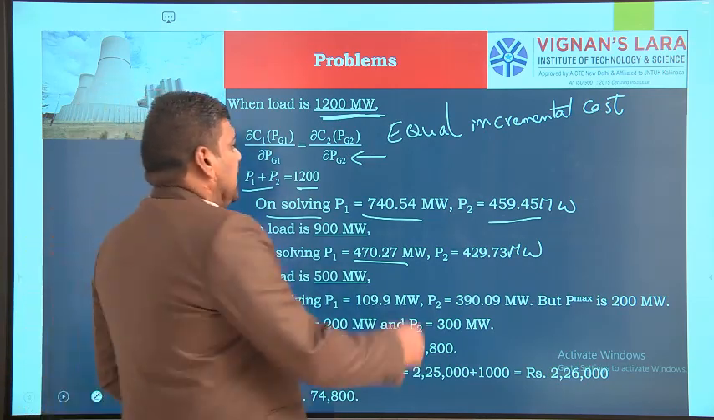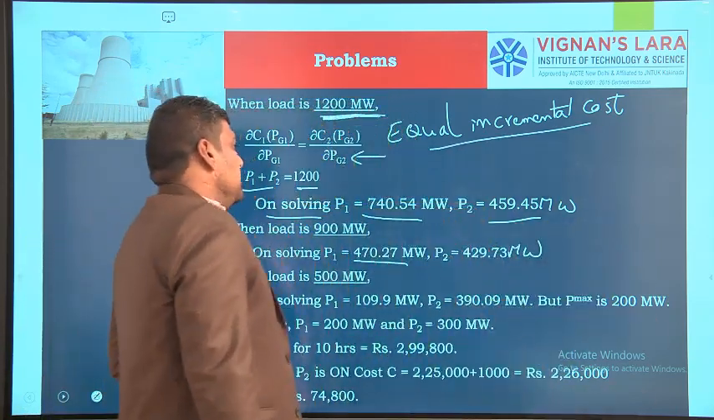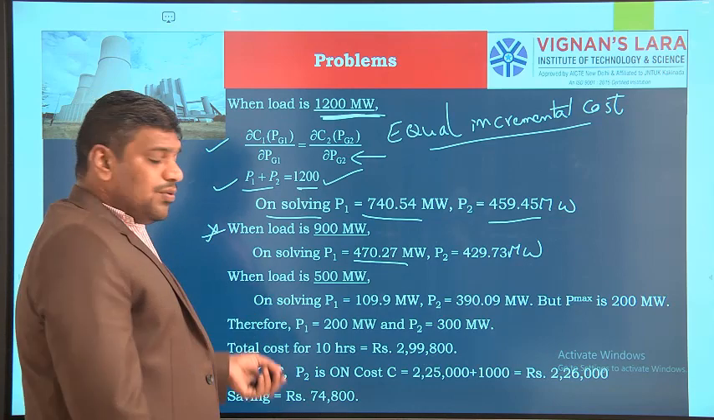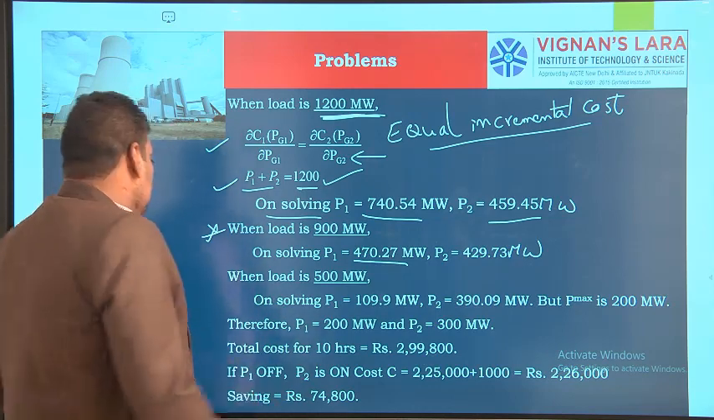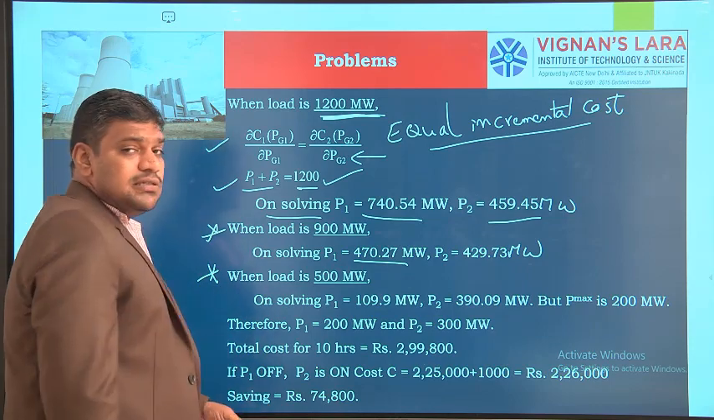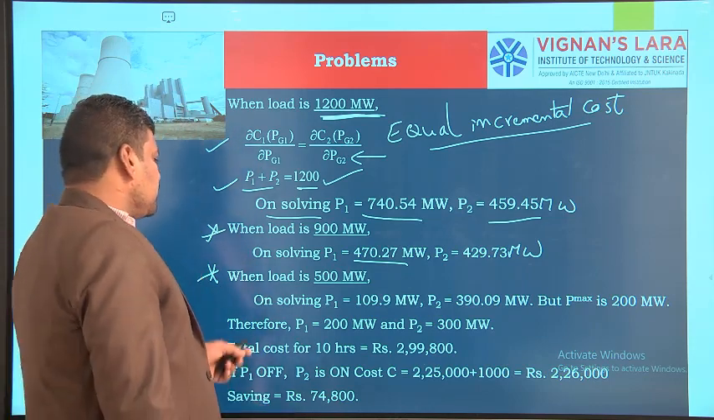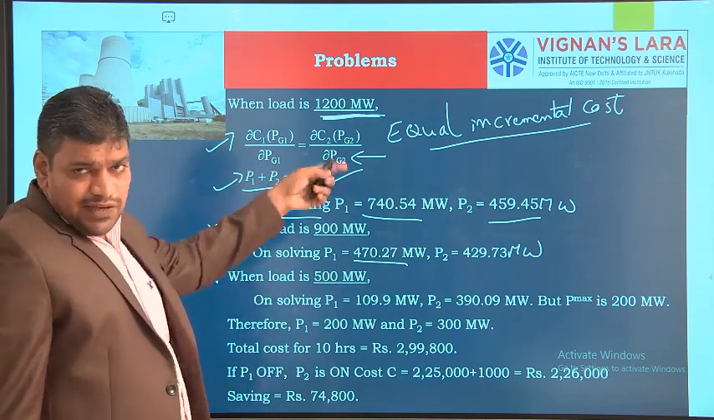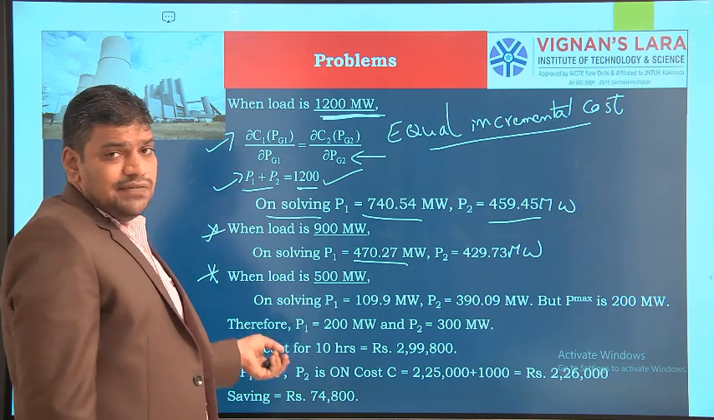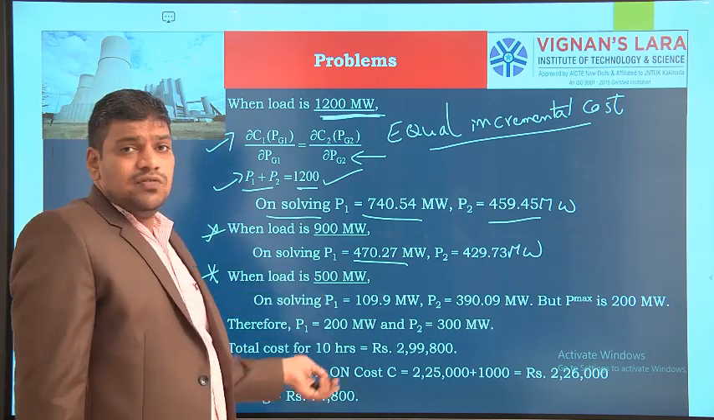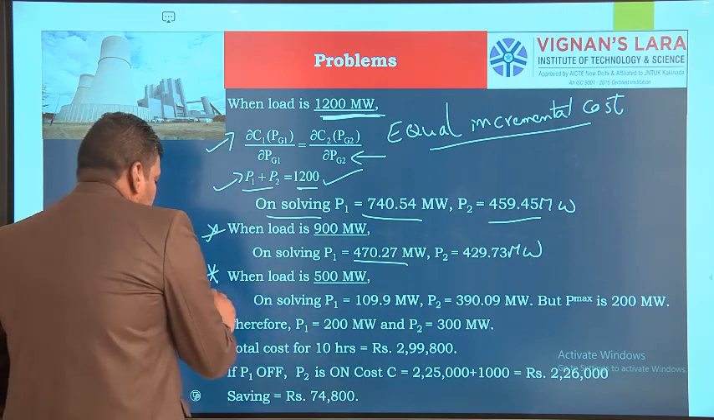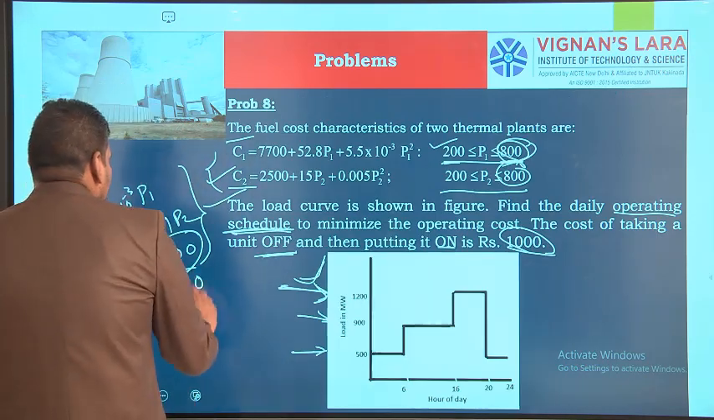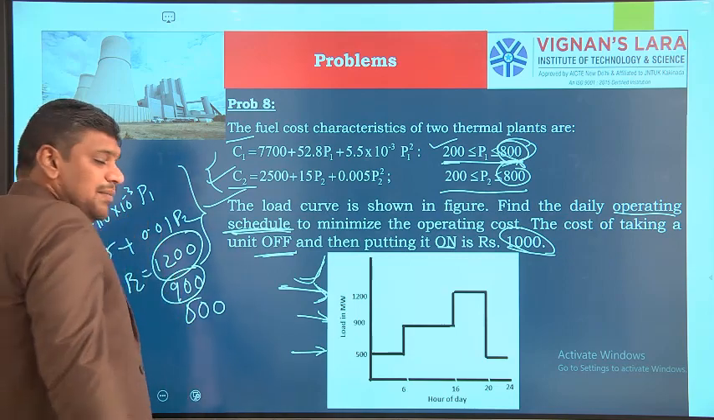So we are making use of the equal incremental cost criteria and the power balance equation. By making use of these two expressions, we are solving for P1 and P2 for the economic operation. Next, in the third case, when the load is 500 megawatts, first you have to find the economic dispatch by making use of equal incremental cost under the power balance equation. Same formula, in place of 900, you are using 500 megawatts.